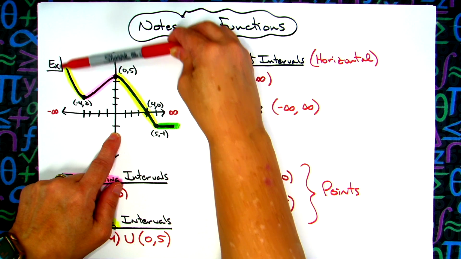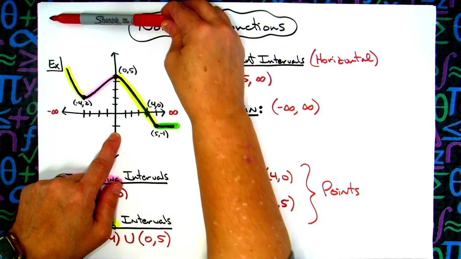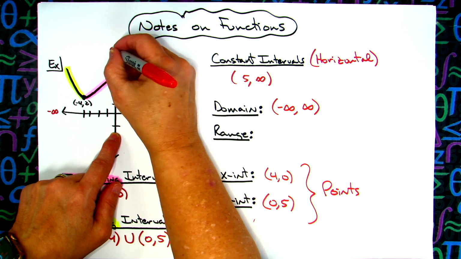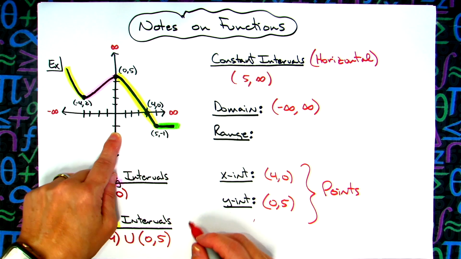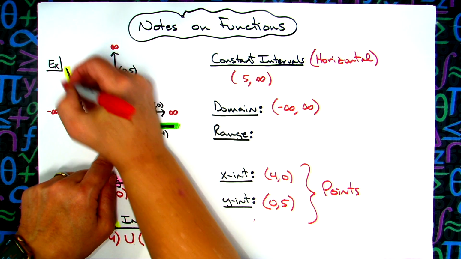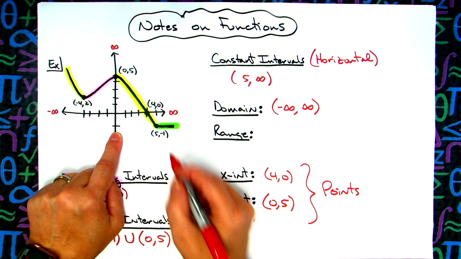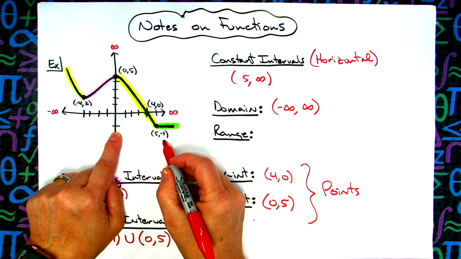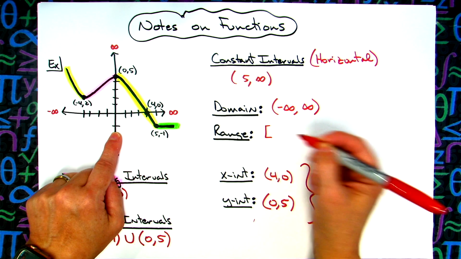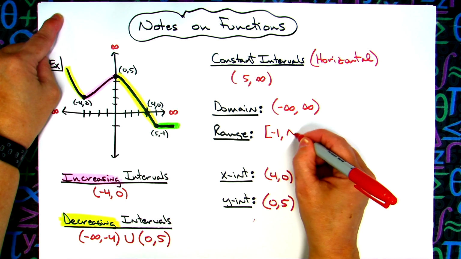But what does this portion do? This portion goes on forever and ever, up. All right, so again, what number is at the top of the number line? Positive infinity. So every number from -1 all the way to positive infinity is accounted for, because that portion goes up forever and ever. -1 is part of the range, so square bracket, -1, and then all the way up to positive infinity.